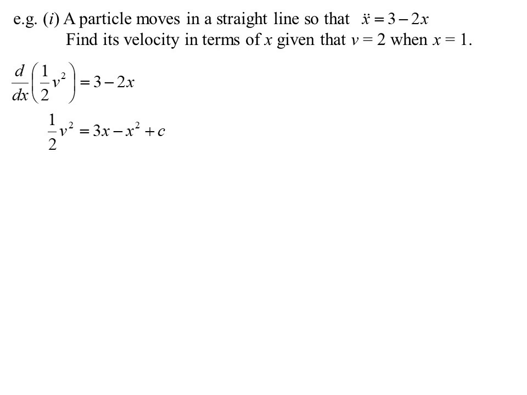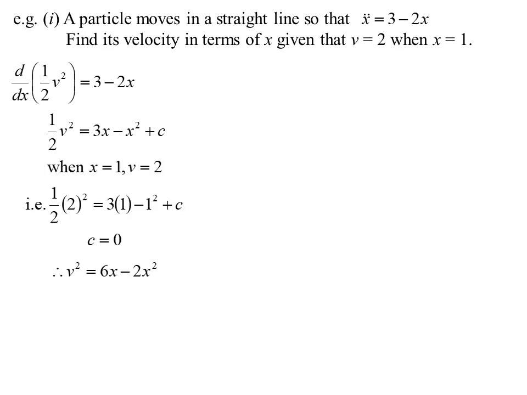Therefore, if I integrate that with respect to x rather than with respect to t, I get this. Now they've given me some initial conditions, so I can work out the constant. In this case it happens to be 0. Velocity squared is 6x minus 2x squared, which means velocity is plus or minus.